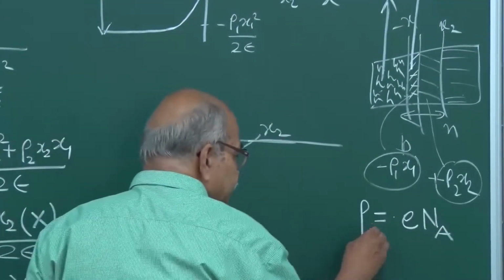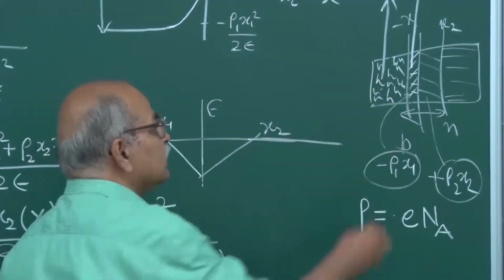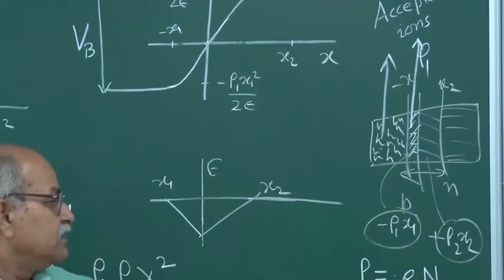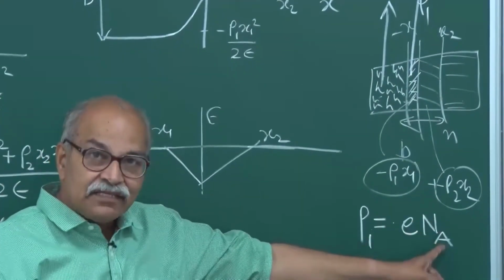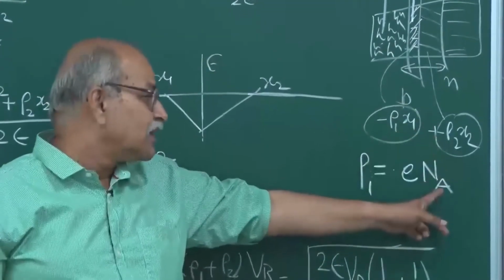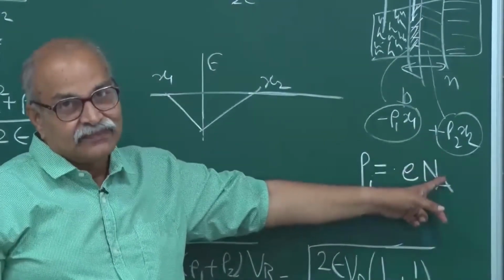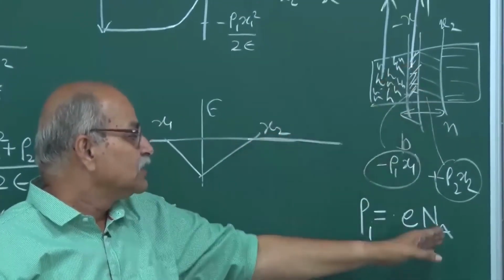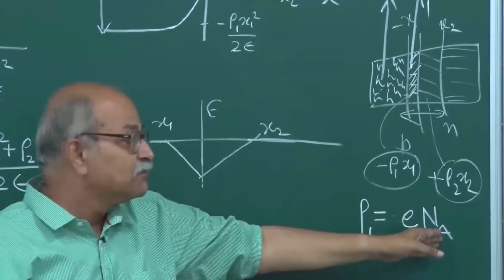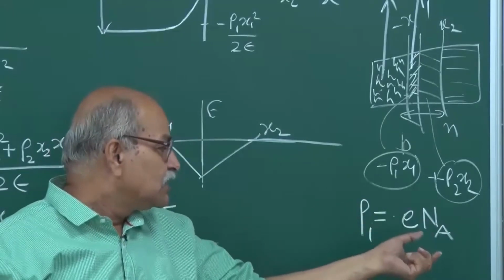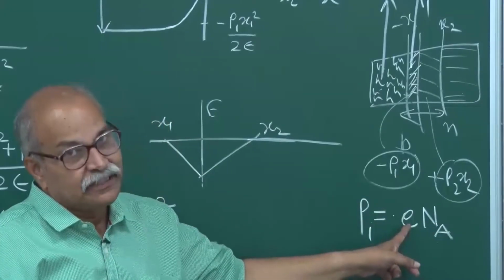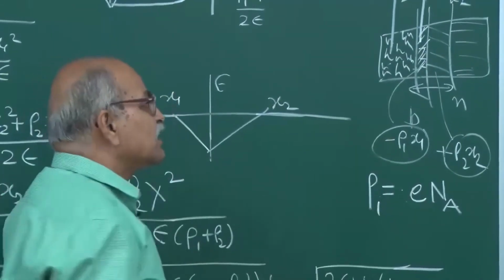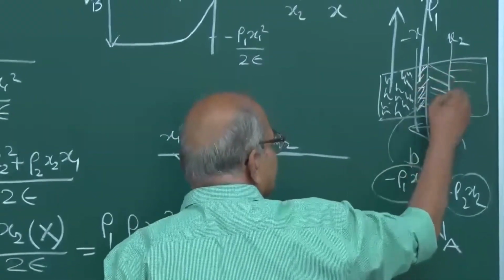So this rho 1 here, okay, this charge density rho 1 here in this region is just E times Na. What is Na? Number of acceptor ions per unit volume, right? Number of impurity ions which I have doped here per unit volume. So that is Na, number density. And then each ion has this charge of minus E, and therefore this rho 1 is just E times Na. And similar is the story on this side.